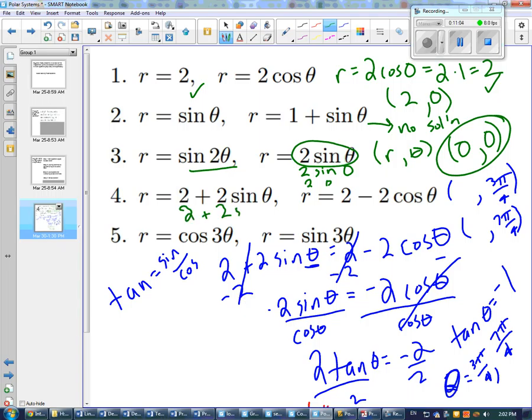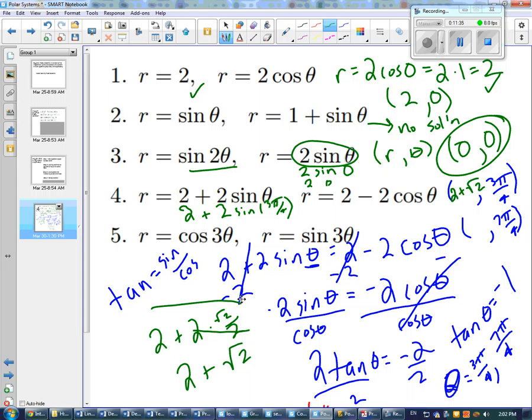2 plus 2 sine 3 pi over 4. I'm going to do it down here. Sine of 3 pi over 4, again, I'm going to my unit circle. It's radical 2 over 2. Those 2's cancel out because times 2 divide by 2. 2 plus radical 2. Don't worry about simplifying that. You're just going to get a weird decimal.